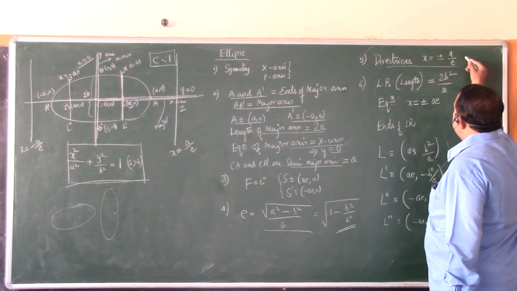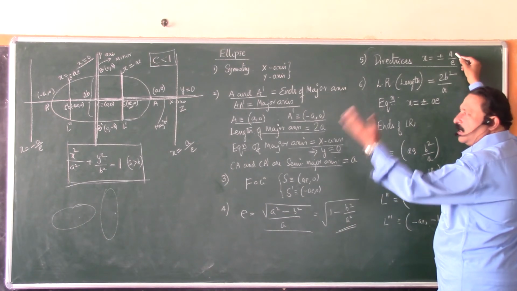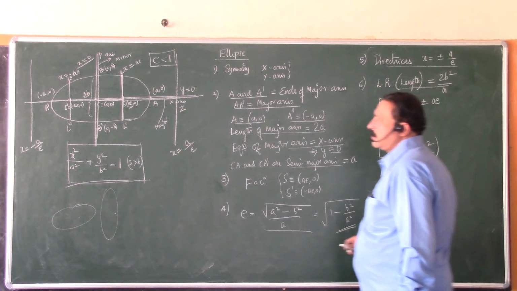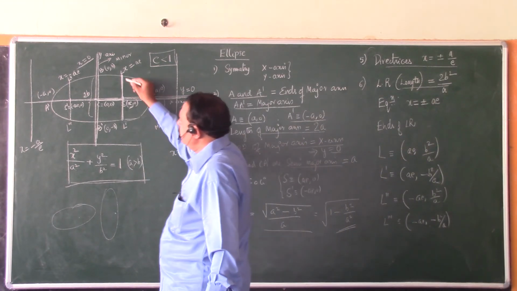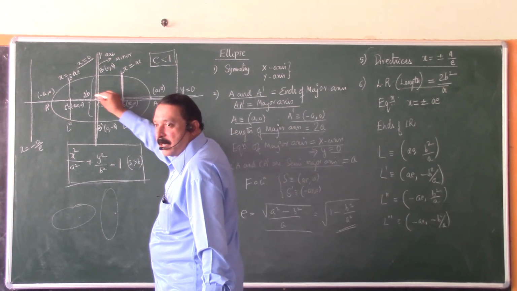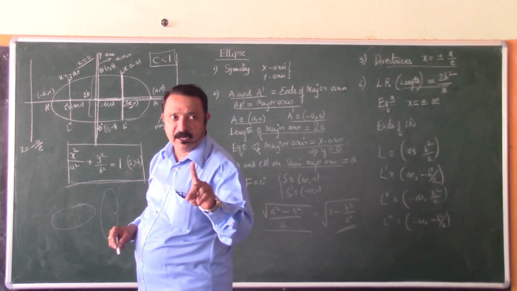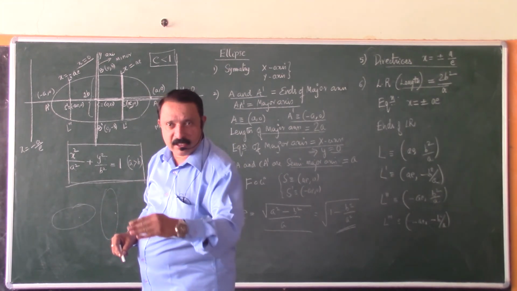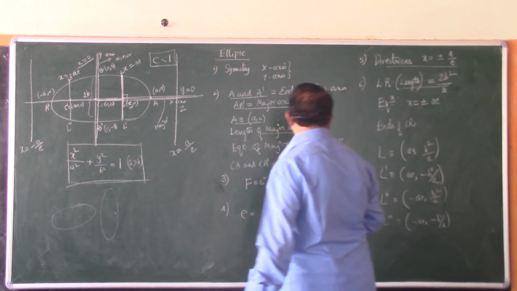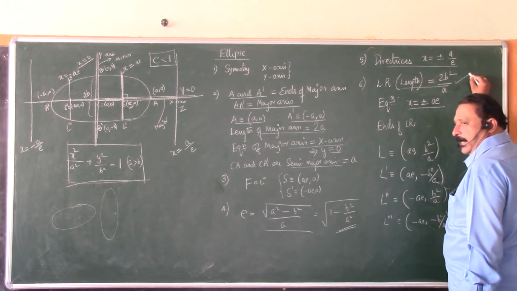Directrices: the equation of the directrices is x equals a by e for the right side directrix. The left side directrix is x equals minus a by e. The latus rectum is the chord of the ellipse which passes through the focus. See, this is a chord which passes through the focus and is perpendicular to the axis. Two conditions the latus rectum should fulfill: one is it should pass through the focus, second is it should be perpendicular to the axis. And its length is 2b square by a.